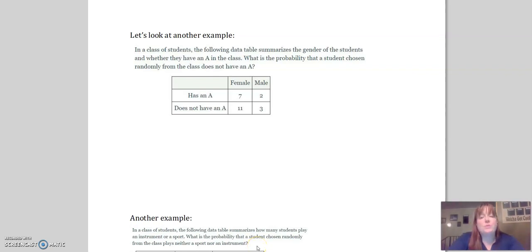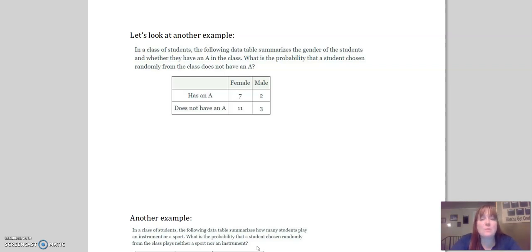So if we're given a two-way frequency table, how do we read it? Here's an example. In a class of students, the following data table summarizes the gender of students and whether they have an A in the class. Maybe you're just given this information and you have to draw it into a frequency table. You actually have to draw the table: has an A, doesn't have an A, female, male, and decide the columns. But this one's already given to us.